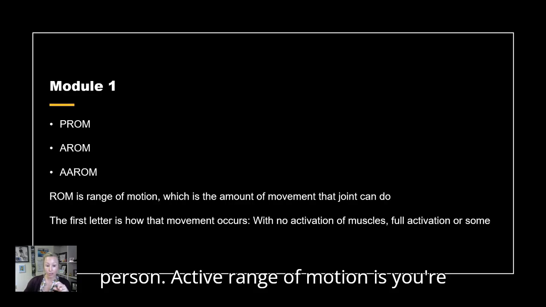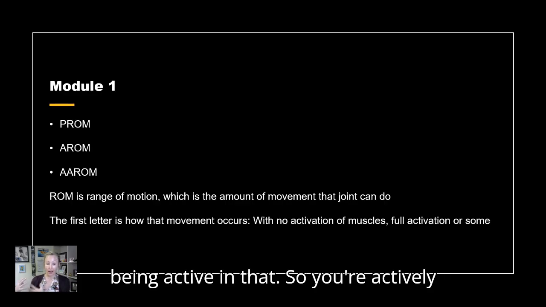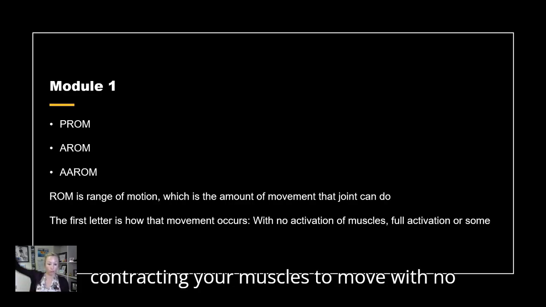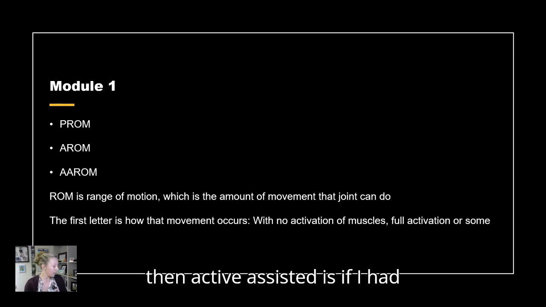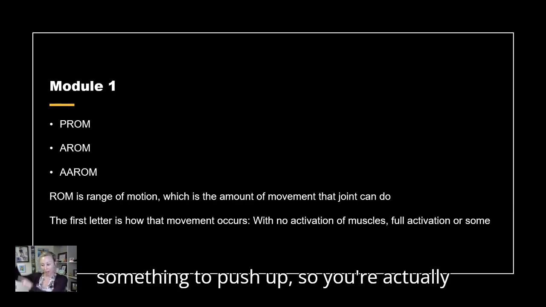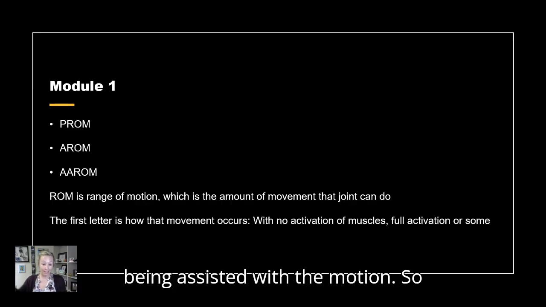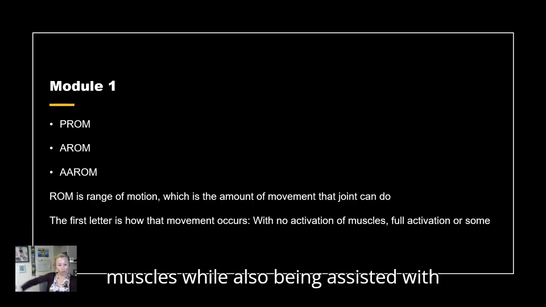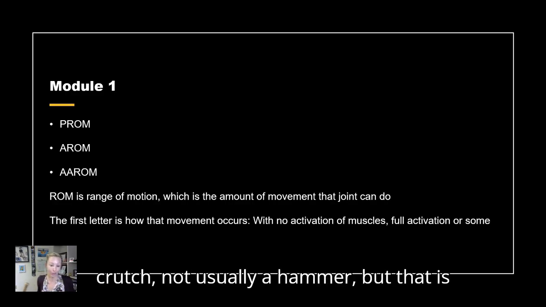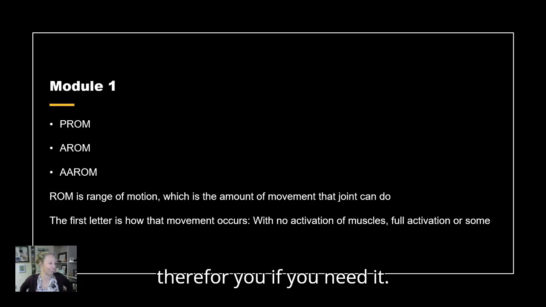Active range of motion is you're being active in that. So you're actively contracting your muscles to move with no other assistance from anyone else. And then active assistive is if I had something to push up. So you're actually being assisted with the motion. I wasn't planning for this, but I have a hammer. So you're going to be like this, and you're actively trying to move your muscles while also being assisted with something else. So usually a pole or a crutch. Not usually a hammer, but that is there for you if you need it.